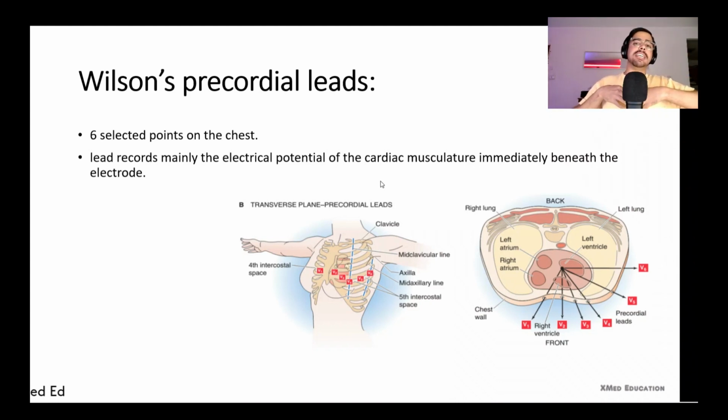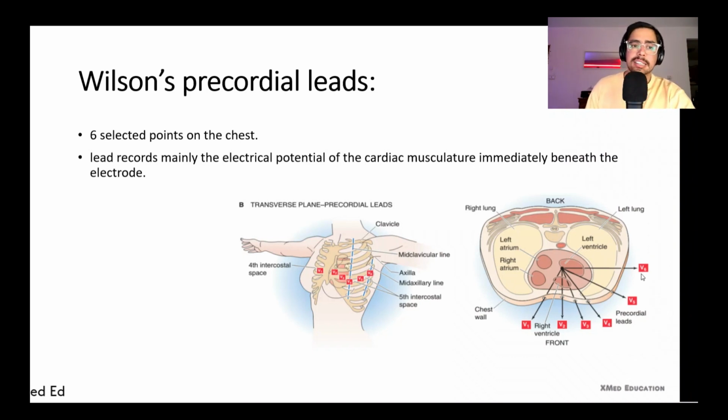They put from the anterior part of the chest, and they go all the way to the lateral, from 1 to 6. These leads record mainly the electrical potential of the cardiac musculature immediately under this electrode. So when we put it here, they exactly show the electrical potential on that side, on that view, and in another plane as it's transferred. So one of them shows from this way, the other one shows from this perspective, the other shows from this perspective, and V4, V5, V6.